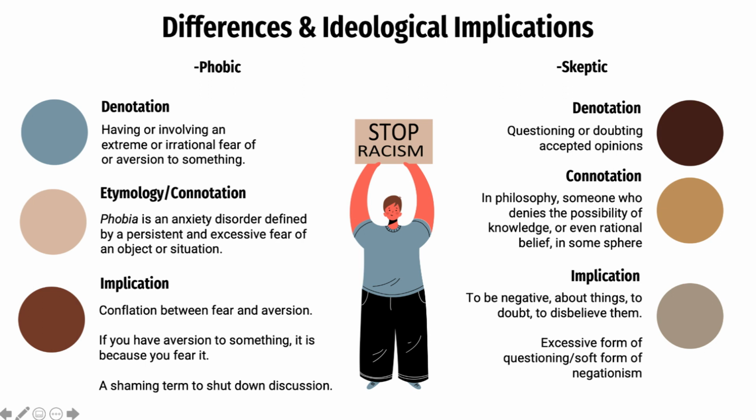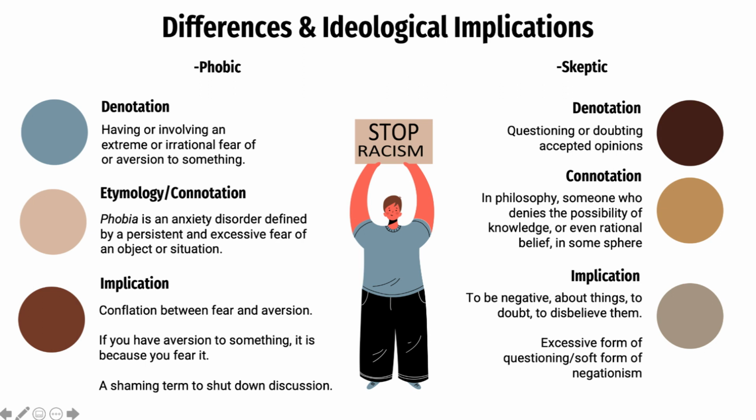So, as a result of this decalage between the denotation and the connotation, the implication is that being skeptic of something, say for instance Euroskeptic, is to be negative about things, to doubt, to disbelieve them. And this can and is often misconstrued in mainstream media as implying an excessive form of questioning or even a soft form of negationism.